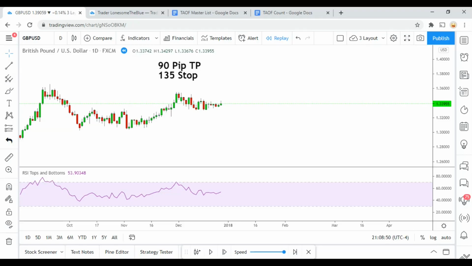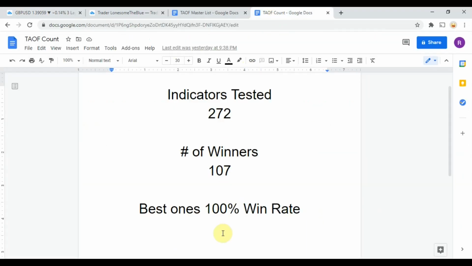Alright, as I said, today we will be testing the RSI tops and bottoms. Before we do though, I wanted to put the indicator scoreboard up for everyone to see.